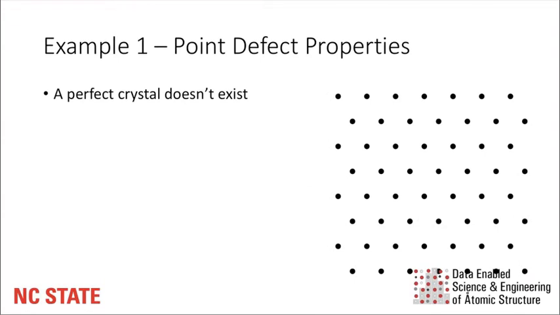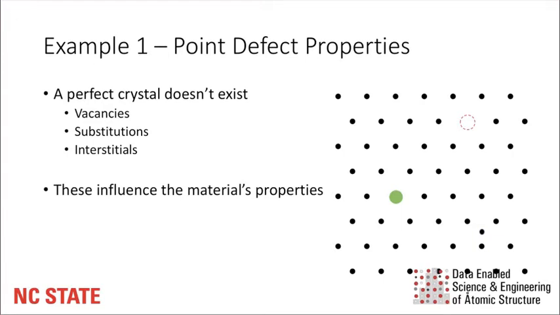So a perfect crystal doesn't exist, and that's actually really great because point defects make materials very interesting. And so the few point defects I'm going to touch on today are vacancies, which is the absence of an atom from its site, substitutions, which is a foreign atom on an atomic site, and interstitials, which is an atom that's kind of crammed into a lattice. And these all influence the material's properties. That includes electronic properties, which might be the conductivity, optoelectronic properties, and thermodynamic properties.